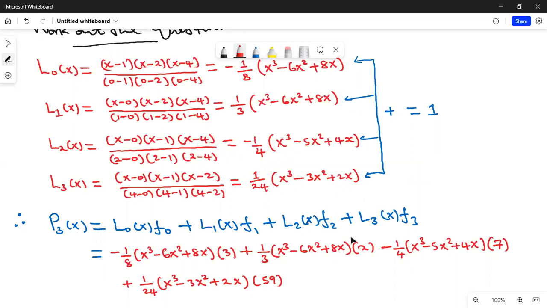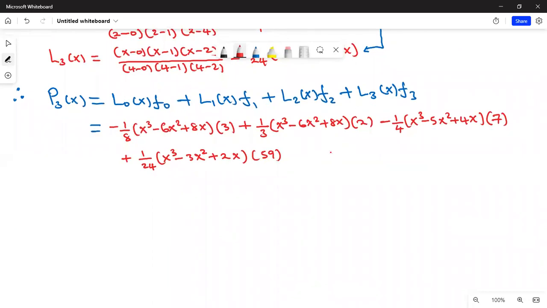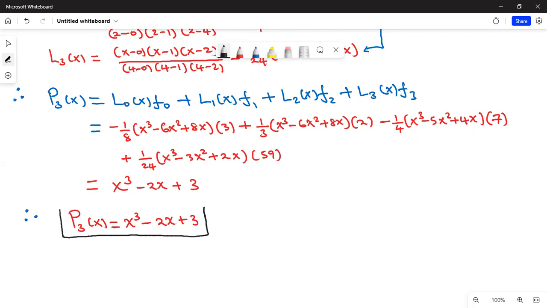So if you simplify, which I know you can do, it is better to leave this in the simplest form. When you simplify this, you need to get x cubed minus 2x plus 3. So therefore, our interpolating polynomial P3 of x is the same as x cubed minus 2x plus 3. That is the Lagrange interpolating polynomial for the given data. Of course, it is of degree 3, as you can see.